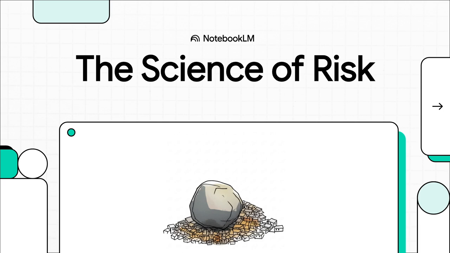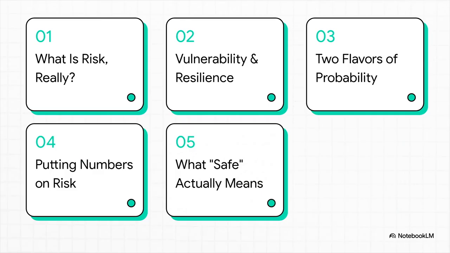Okay, let's dive in. So, here's our game plan. We'll start with the big one. What even is risk? Then we'll look at what makes a system vulnerable or able to bounce back, resilient. After that, we'll get into the two main ways experts think about probability, see how they actually put numbers on risk, and then finally, we're going to decode what we really mean when we say something is safe. Every step here builds on the last one, so by the end, you'll have a complete toolkit.